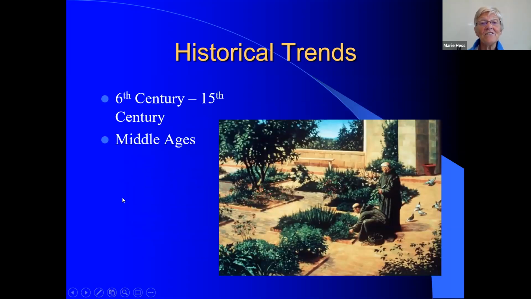And then we got into the 6th century through the 15th century, which was the Middle Ages. And this is where the Western knowledge of pharmacy and medicine was preserved by the monasteries. They grew herbs and they ministered to the sick. And it was the foundation of universities and hospitals. It was started by the church. So that's where all of that came from.